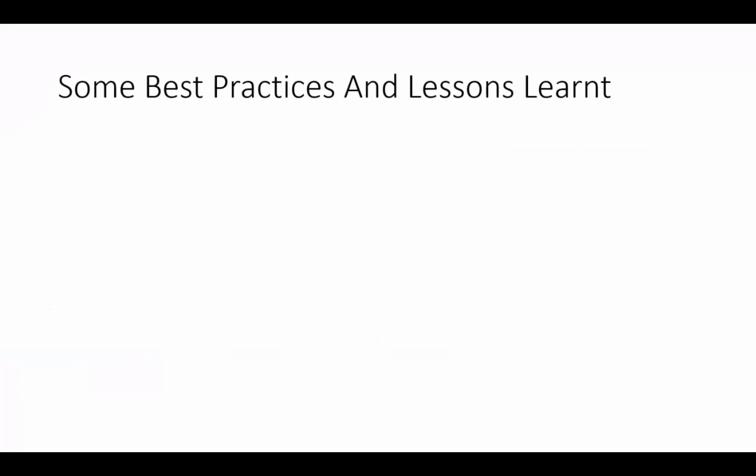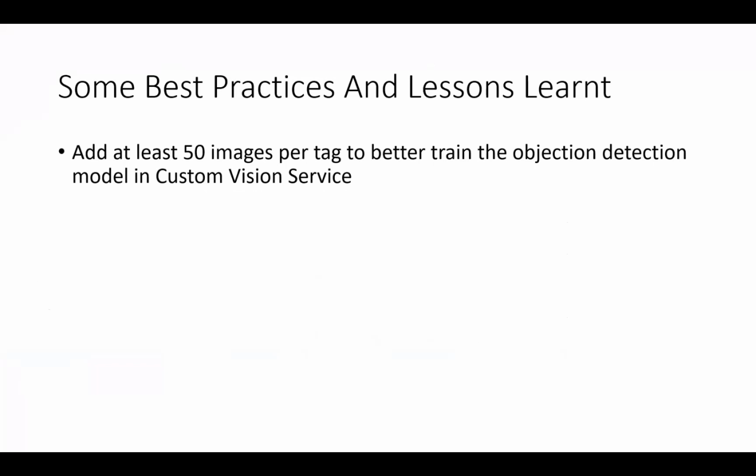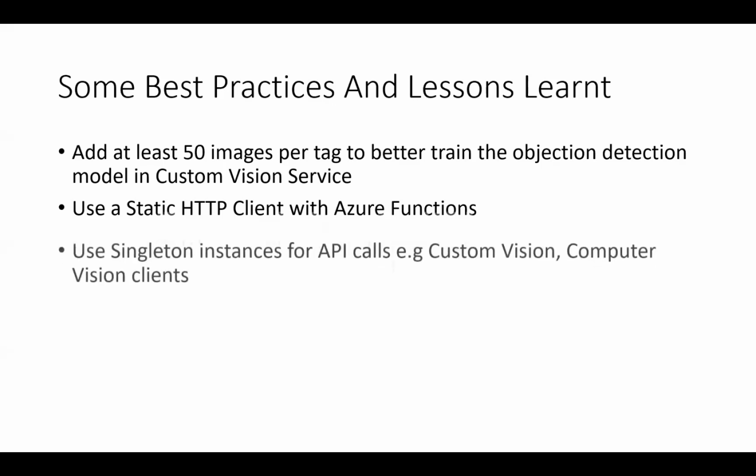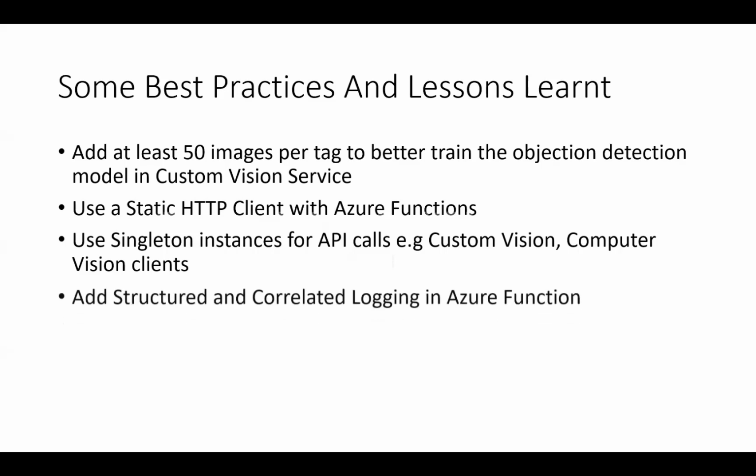Now, some best practices and some lessons that I've learned while building this: add at least 50 images per tag to better train the object detection model in Custom Vision service. Probably this one is a good one: use a static HTTP client with Azure Functions so that you don't run out of connections. Use single instances of API clients, for example Custom Vision, Computer Vision clients, or if you're making calls to DocumentDB, etc. So register them as singletons. I can't stress the importance of this enough.